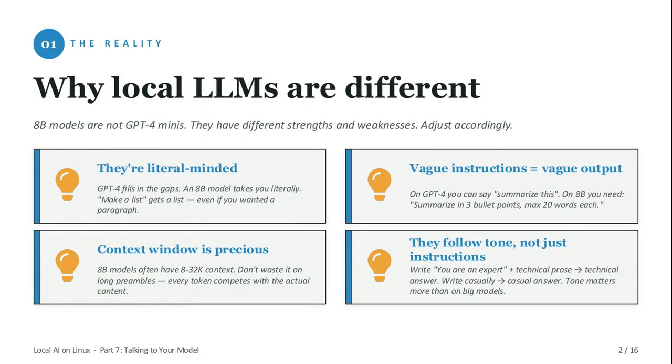So before we write a single prompt, let's get the mental model right. An 8B model is not a tiny GPT-4. It's a different beast with different reflexes. It takes you literally, so vague in means vague out. Its context window is small and precious, so every token of preamble is a token stolen from your actual content. And it picks up on tone as much as instructions. Write like an expert, and you'll get expert prose back.